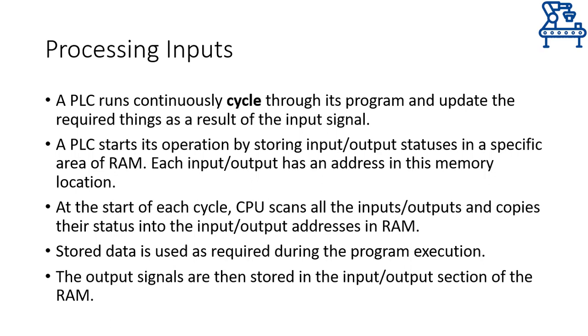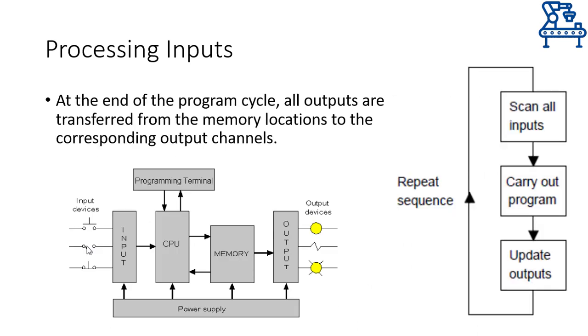Once the program has been fully executed, the status of the output devices is updated by the CPU in the input-output section of the RAM. After that, the output statuses are transferred from the memory locations to the output modules, and hence the attached output devices are provided updated signals from the output module. Once this is done, the cycle repeats.